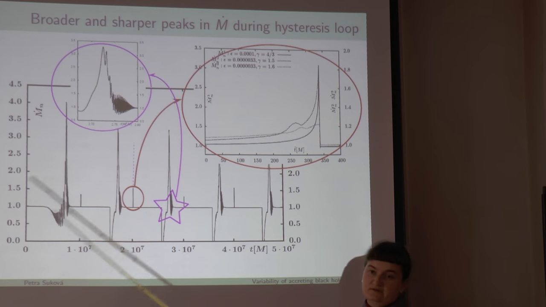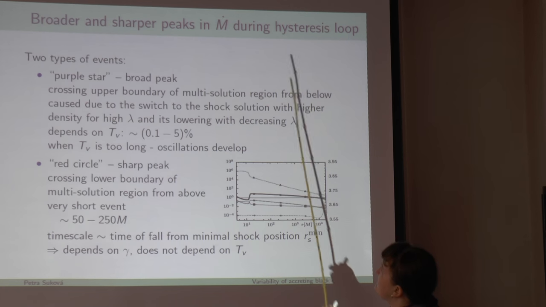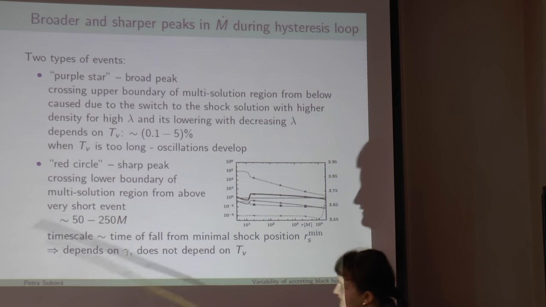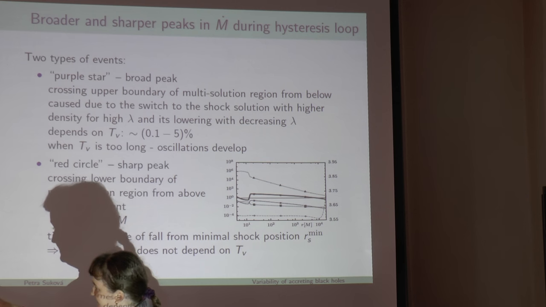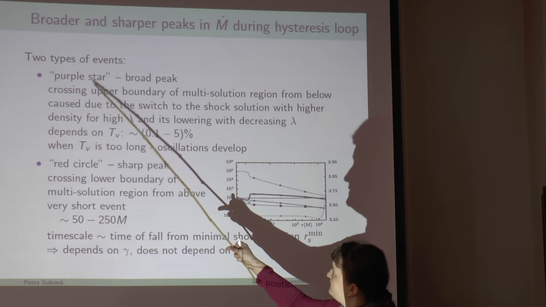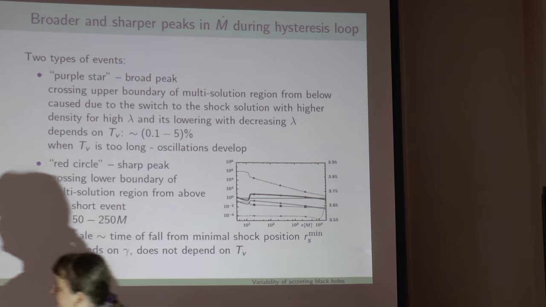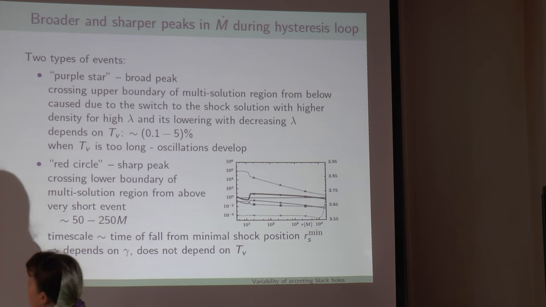And this is important because usually the imagination is that the outgoing luminosity is somehow correlated with the accretion rate. So if you have peaks in accretion rate, you can expect you will have some peaks in the luminosity also. And these two types of peaks are actually connected with the two types of events here. The one denoted by the purple star is the broad peak, the peak connected with this reshaping of the flow here.